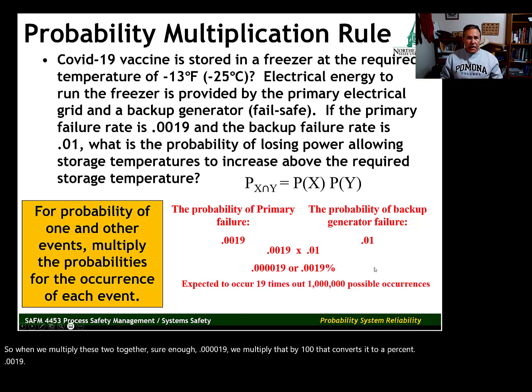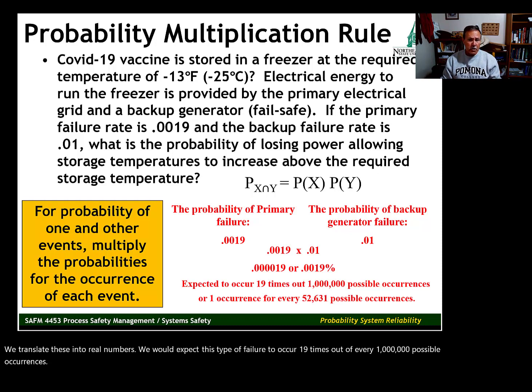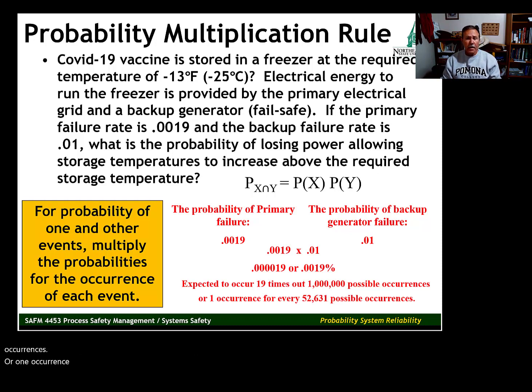We translate these into real numbers. We would expect this type of failure to occur 19 times out of every 1 million possible occurrences, or one occurrence for every 52,631 possible occurrences.